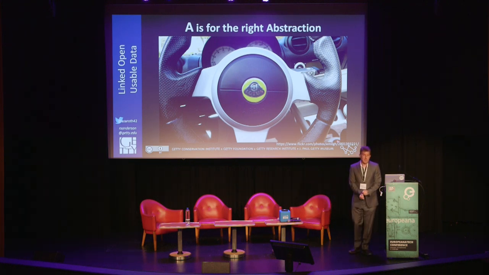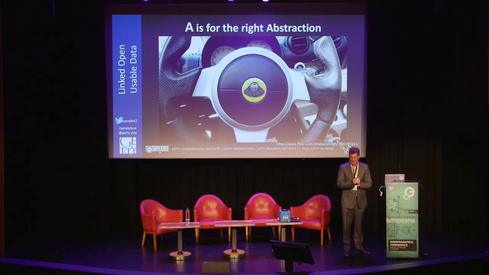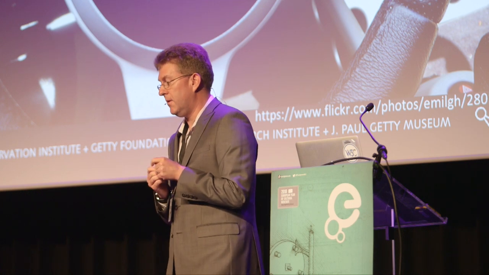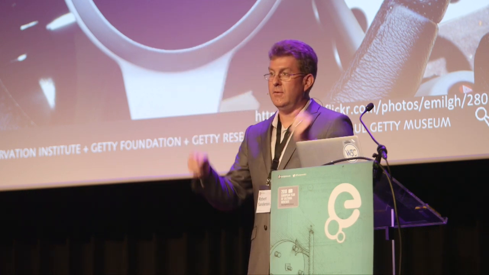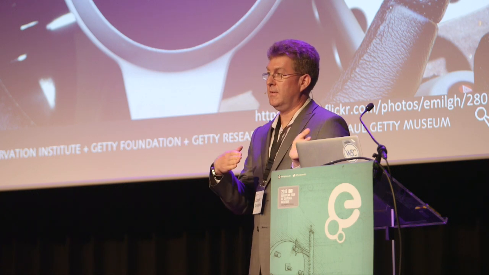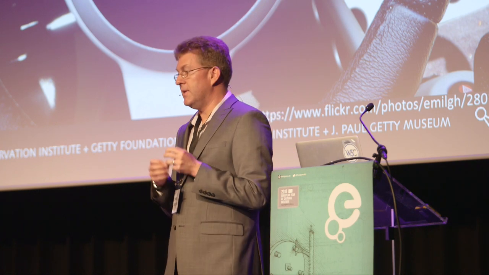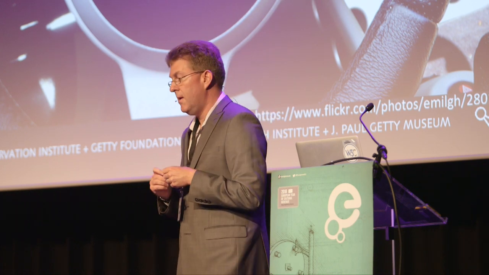A is for the right abstraction. So a steering wheel, what's going on here? A Lotus steering wheel, even. So a car, we all have a great deal of familiarity with, I imagine. It has various APIs that you can use to interact with it. You know, there's the steering wheel and the pedals, the gear lever, the gear shifter. And it's pretty intuitive, right? You turn the steering wheel and the wheels do this. And it's pretty easy to teach, it's pretty easy to understand. You can use the same steering wheel API in a Lotus or in a Mazda or in a Kia.